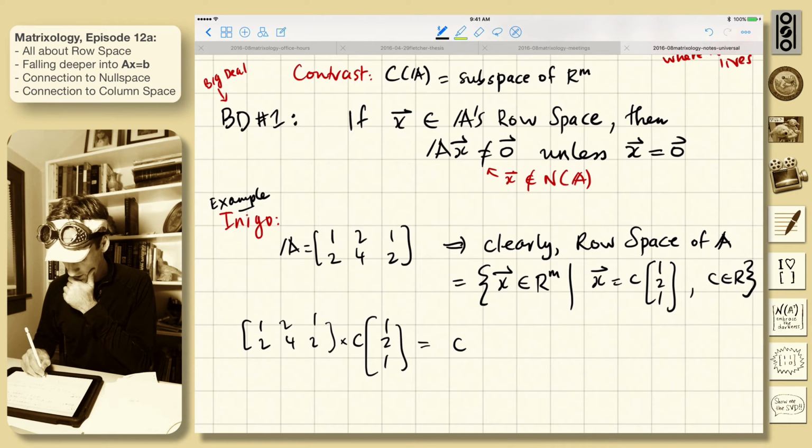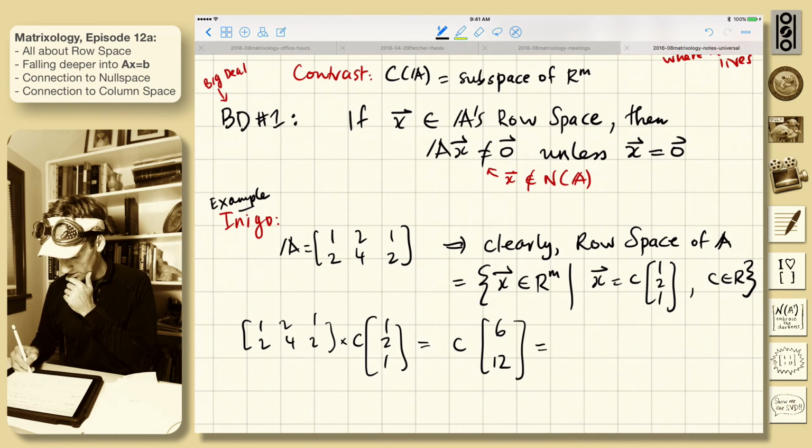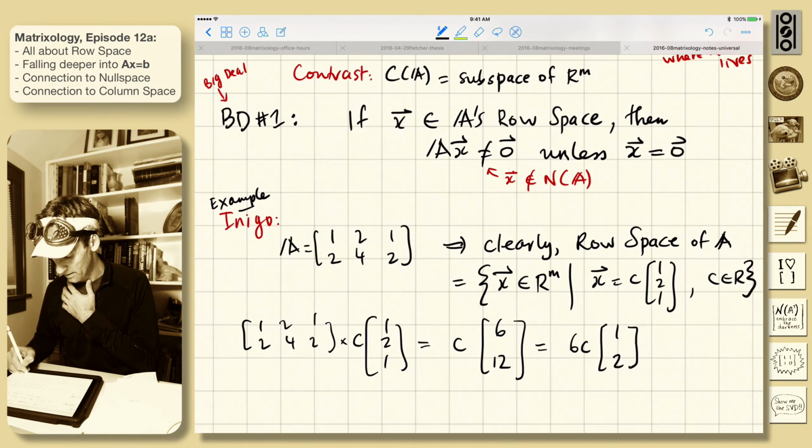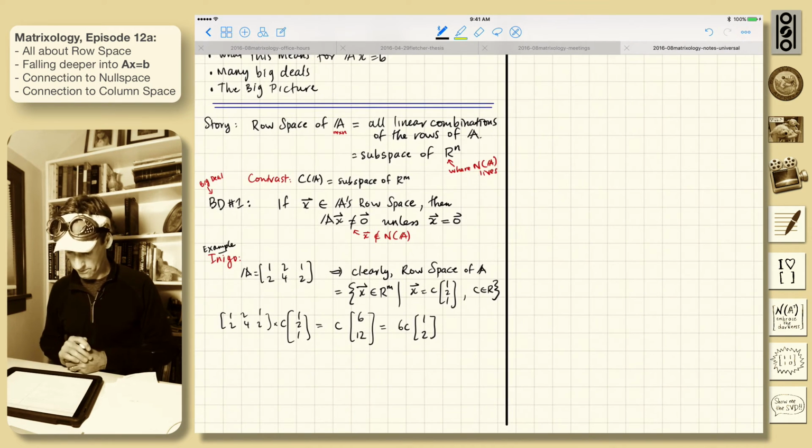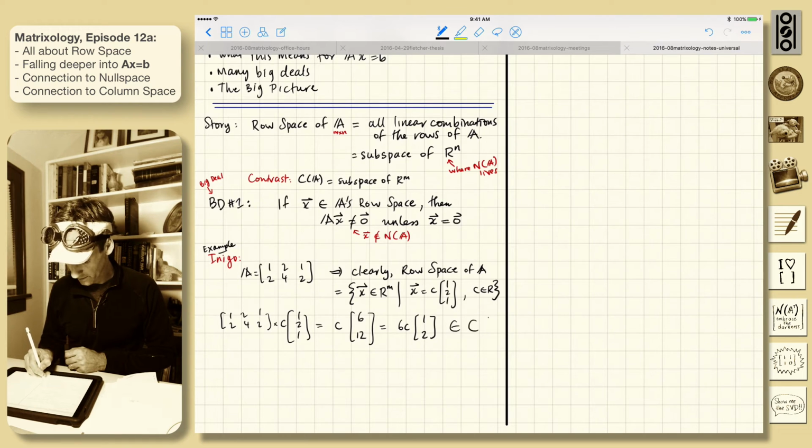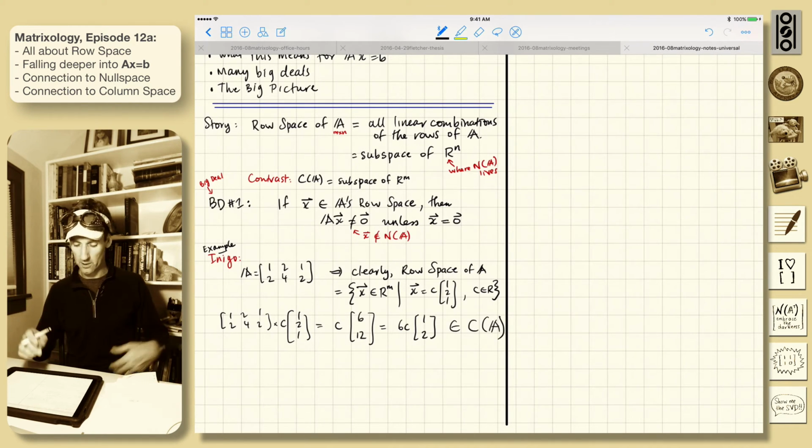Pythagoras, right? So 6. And then we have double that, so there'll be 12. And we can pull that 6 out, so it'll be 6 times (1, 2). And this is clearly in the column space of A. That has to be true, right? A times X has to be in the column space of A.